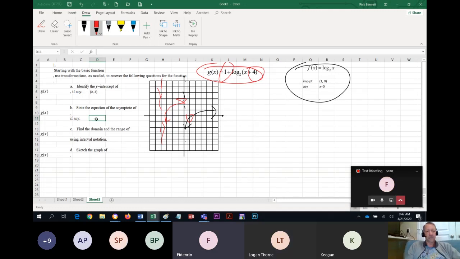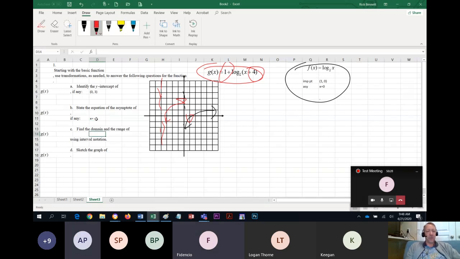One plus log base 2 of x plus 4. That's not my asymptote. Oh, sorry, I didn't mean to have the microphone. So what's the asymptote? X equals negative 4. Okay. All right.